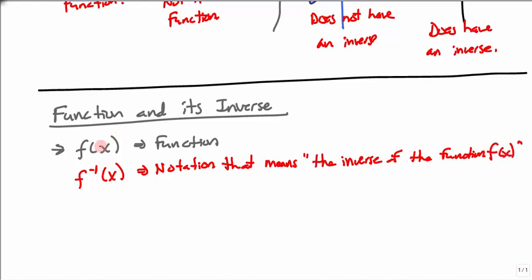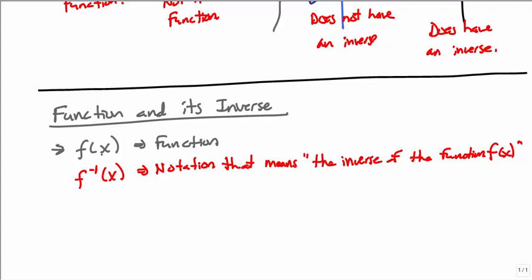Okay, so our original function is f of x. The inverse of f of x is this notation, f inverse of x. Again, this does not mean 1 over f of x. This exponent does not mean to reciprocate. This is just the notation that represents the inverse. So that's important to remember.